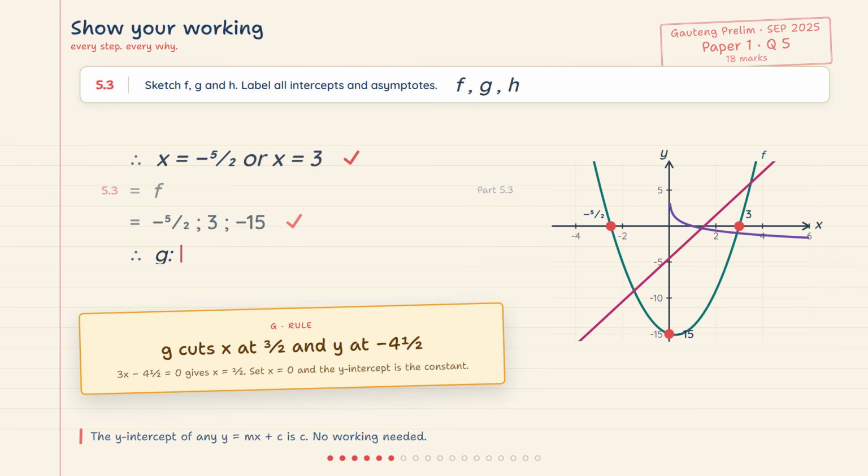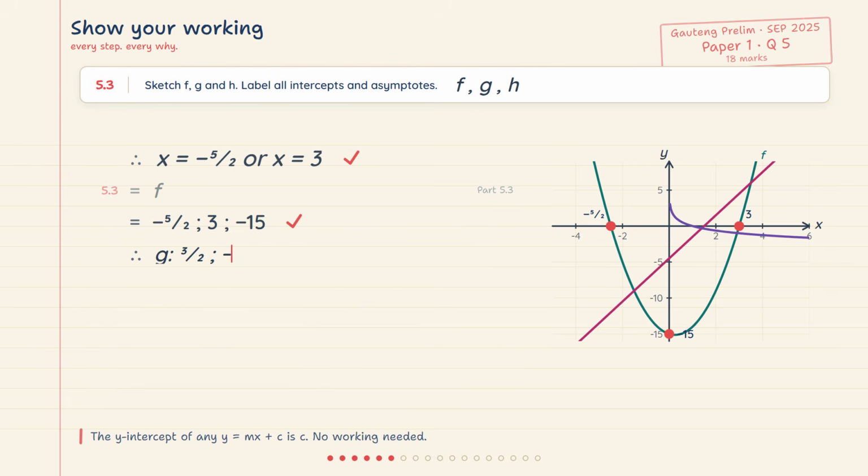G is a straight line, so 2 points finish it. Set y to 0. 3x equals 4.5, so x is 3 halves. Set x to 0, and the y-intercept is just the constant, minus 4.5. Rule it through those two and stop. A line needs nothing else.